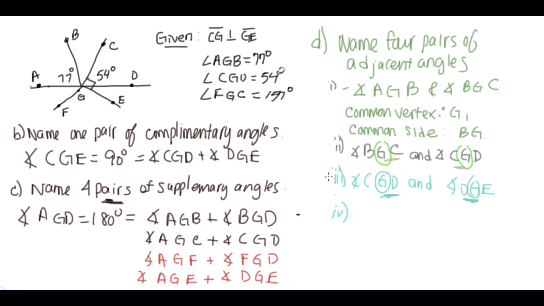And the fourth one we can look at is EGF and FGA. Angle EGF and angle FGA. Common vertex, common side. Notice that since G is the vertex for this entire figure, it's the vertex for every angle listed.